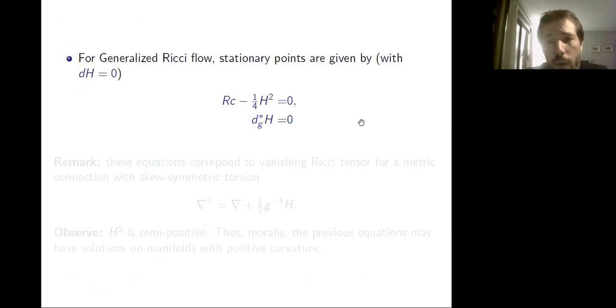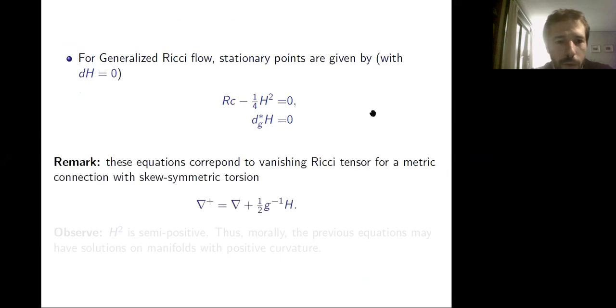So let us look now at the case for the generalized Ricci flow. What are the stationary points of the generalized Ricci flow? These are given by solutions to these equations, where H is some closed three form on your manifold. So this has slightly more freedom.